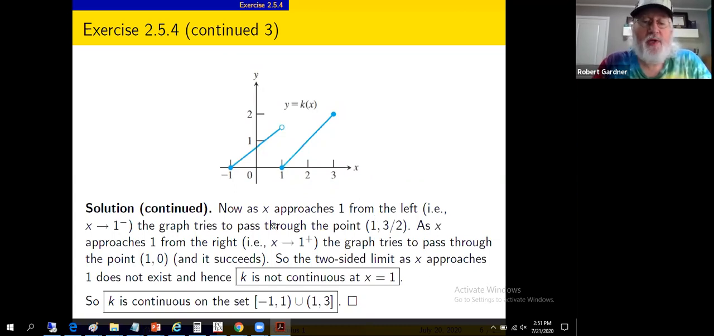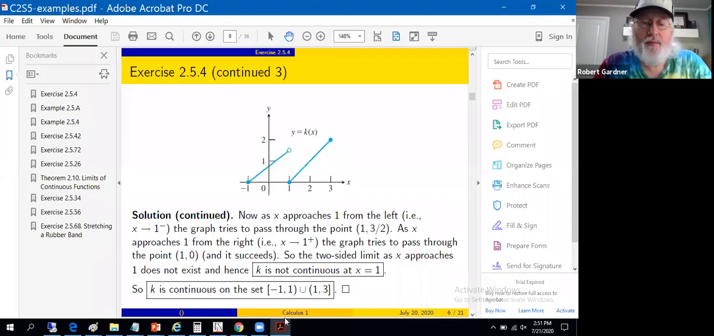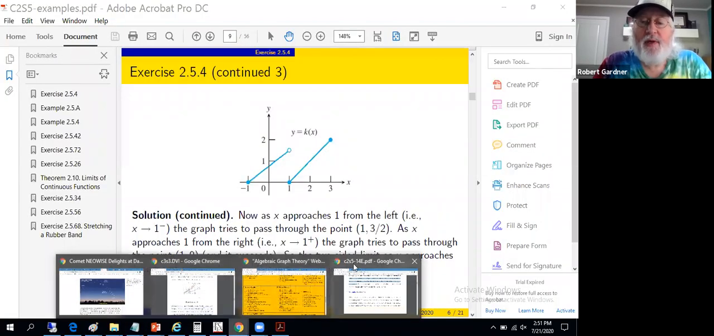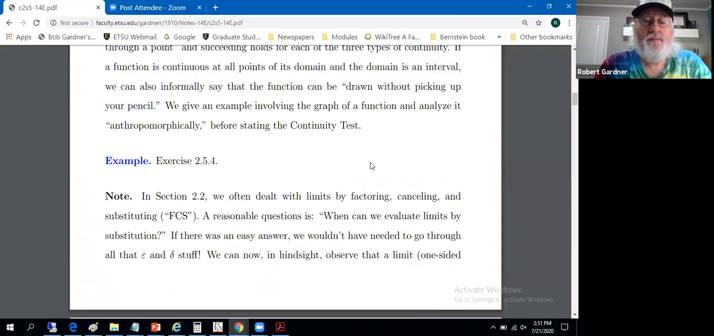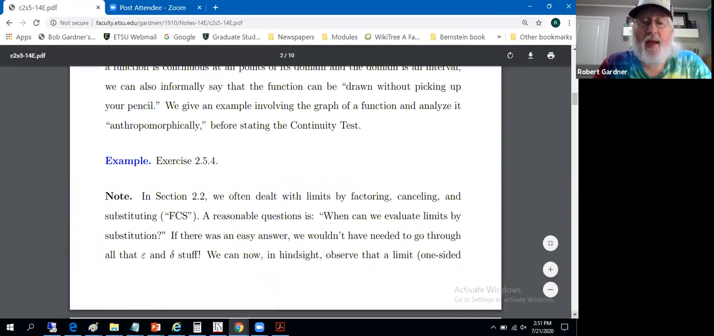So where was the function continuous? Everywhere between -1 and 3 except at 1. So we'll write it as a union of 2 intervals and take the 1 out. Everything between -1 and 3 except for 1 in interval notation written like this. Back to the notes. Okay.